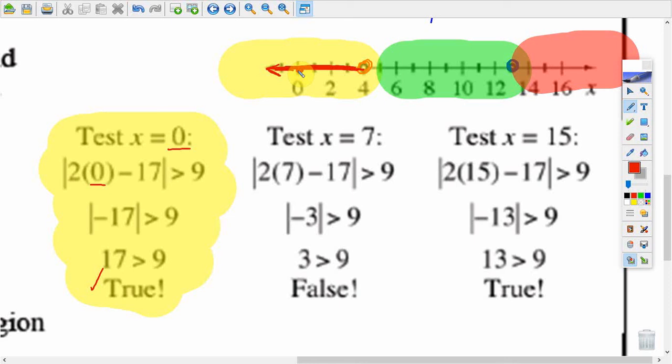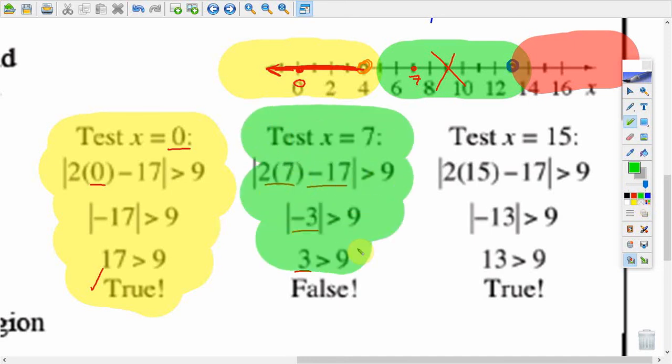Let's go ahead and test the green region there. We're going to use positive 7 as our test point, the same way we used 0 as our test point here. When we test that out, we get 2 times 7 is 14. 14 minus 17 is negative 3. Absolute value of negative 3 is positive 3, which is not greater than 9. So this middle region is not going to be shaded. There's nothing going on in the middle region there.